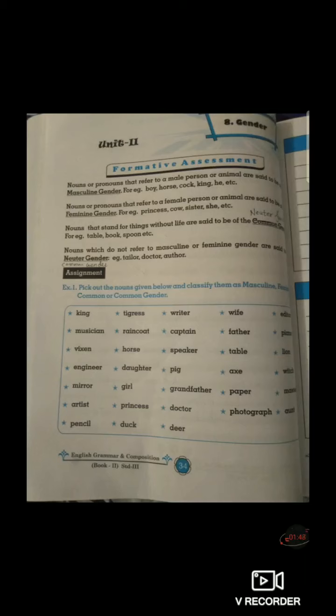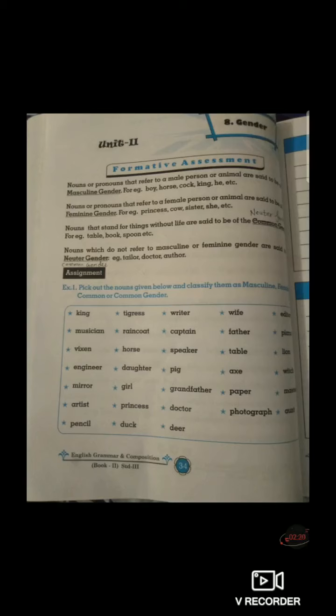Now students, come to the fifth line: nouns that stand for things without life are said to be of the, students, there it is written common gender. So the common gender is wrong. Cancel it and write on the top neuter gender. For example, table, book, spoon, etc. Students, again I am repeating the fifth line. There is a little bit of correction.